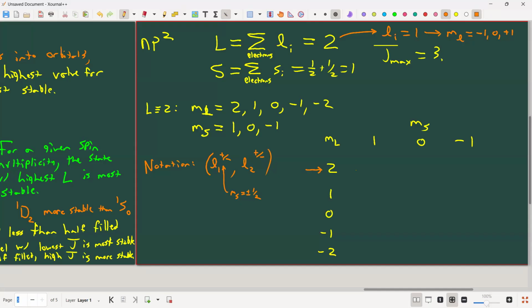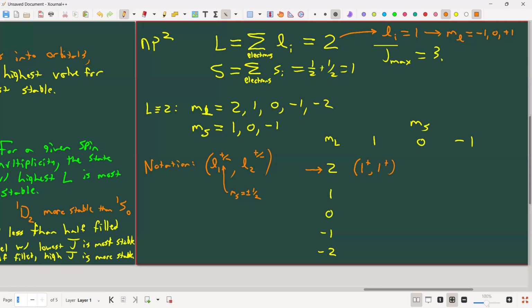So the only state that I could get here would be a 1+ state, comma 1+. We have 2 electrons and m sub L equals 1. You add that together, you get 2. That satisfies my row. And then I get plus 1/2 and plus 1/2, which gives me a total m sub S of 1. So 2 and 1.